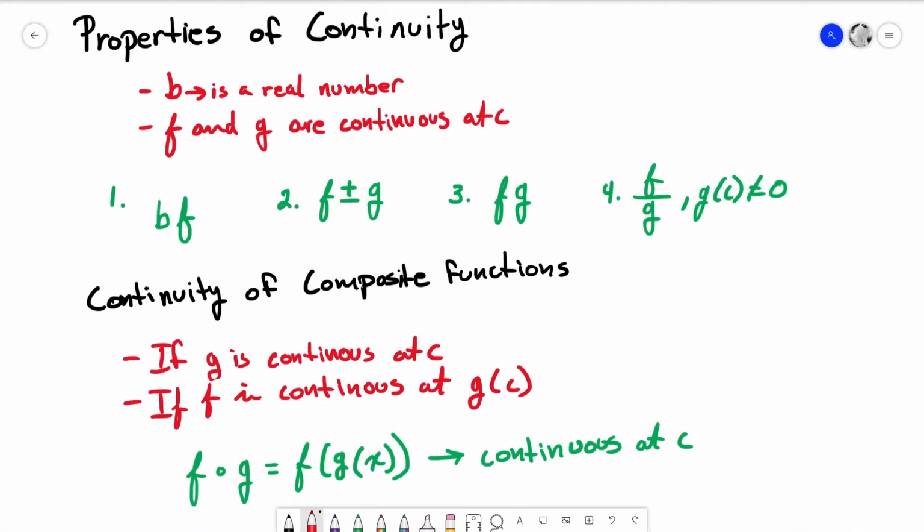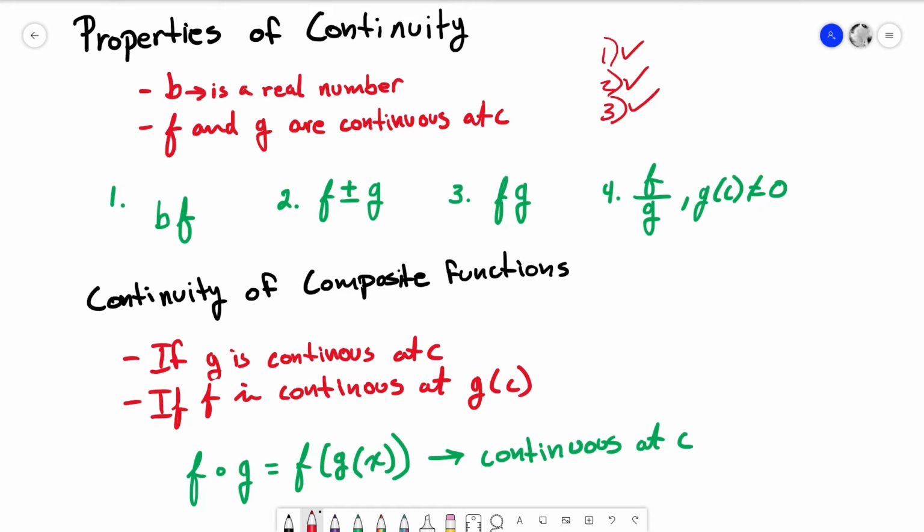And one of the results of dealing with continuous functions is that we can combine continuous functions in the ways that we know how to combine functions, and the result is also going to be a continuous function. So if we assume that b is a real number and we verify that f and g are continuous at some point c, and the way that we verify f and g are continuous, we go back to the definition that I offered you at the beginning. We check the first condition, the second condition, and the third condition. If we pass all 3 of them, then we know the functions f and g are continuous.